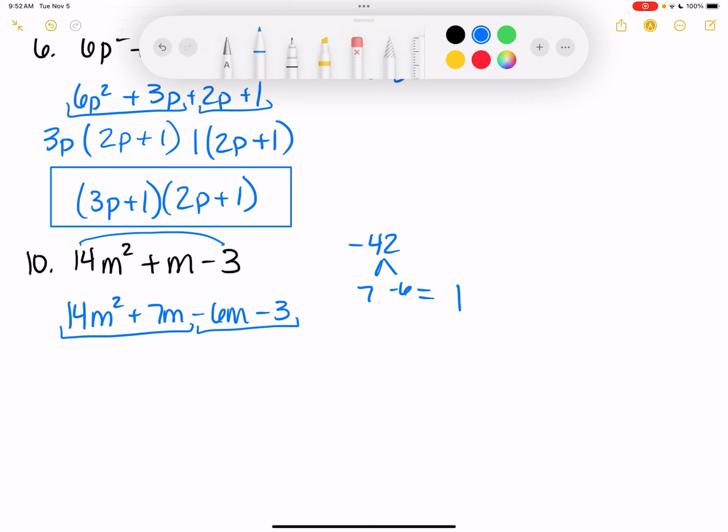So what do I take out of the first one? 7m. And I'm left with 2m plus 1. What do I take out of this one? Yep, negative 3, and I'm left with 2m plus 1.